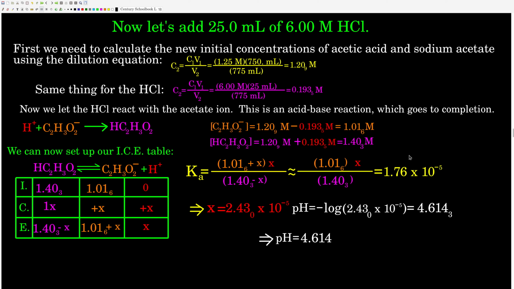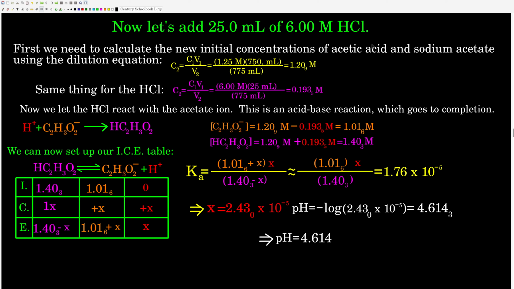So the first thing we're going to need to do, which we won't always have to do, there's going to be an easier way to do this stuff, but the first thing we're going to do is calculate the initial concentrations of everything before the new equilibrium is established using the dilution equation. Because when we added that 25 mL, we changed the volume of the solution, so the concentrations of everything changed. So C1 V1 equals C2 V2, right? The dilution equation. Solving for C2, we get C1 V1 over V2.